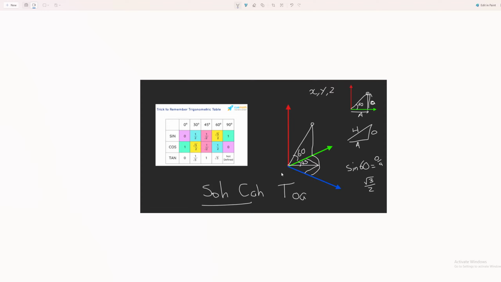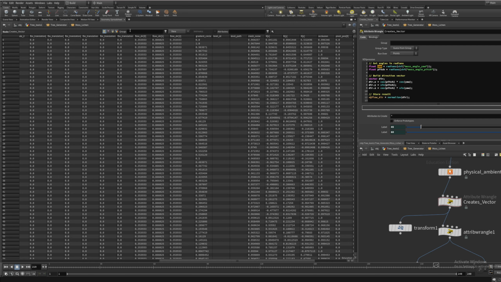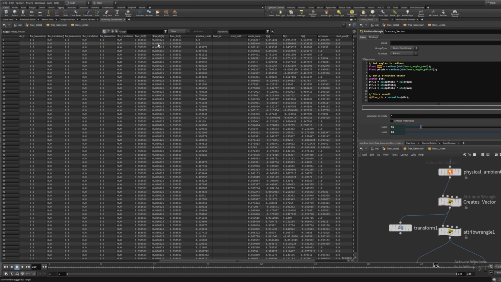Now let's see what it's given us in Houdini. So we've got 60 pitch value, and our flow is 0.35, 0.86, 0.35, and we got root 3 over 2. Off the top, without a calculator, I'm not going to be able to figure that out as an exact decimal, but trust me, that's how the maths works.